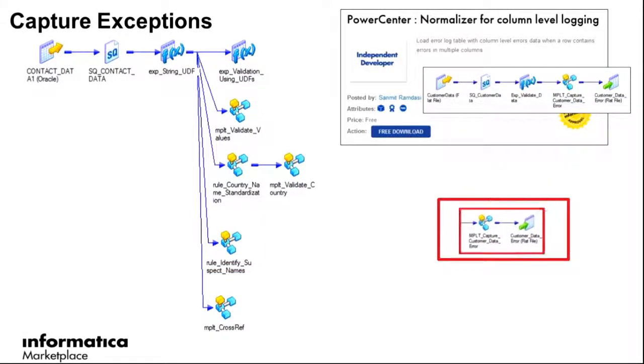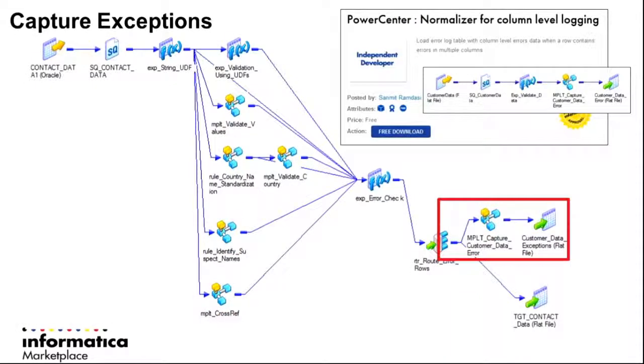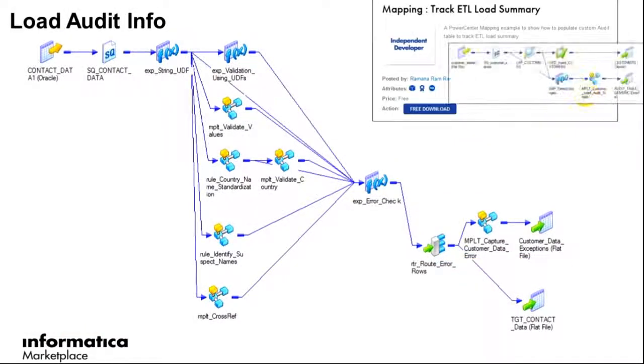Now that I've built my mapping and got all my standard transformations in it, the next thing I want to do, of course, is capture my exceptions. A normalizer for column level logging is a great predefined maplet that will capture these errors. It will shunt them off to an exceptions table so we don't load them into our target system. Then we can take that data and work on addressing the errors later on. So it's a great mapping to capture exceptions in our workflow.